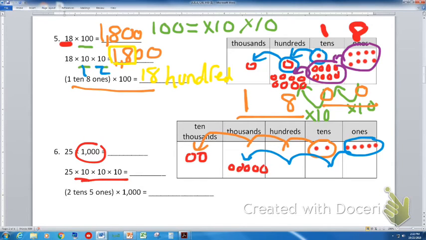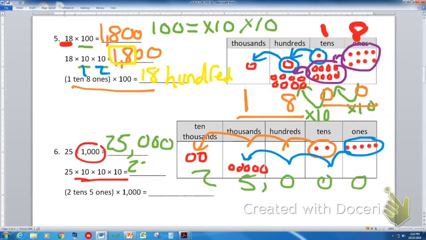If we look now, we have 2, 5, and 3 zeros. So our answer now is 25,000. Now, what we're going to write for digit form is we're going to actually write what we're saying. So 25, and our 5 is in our thousands place, so we put thousands. Once again, if you need to pause it to write this down, you can, or rewatch it.